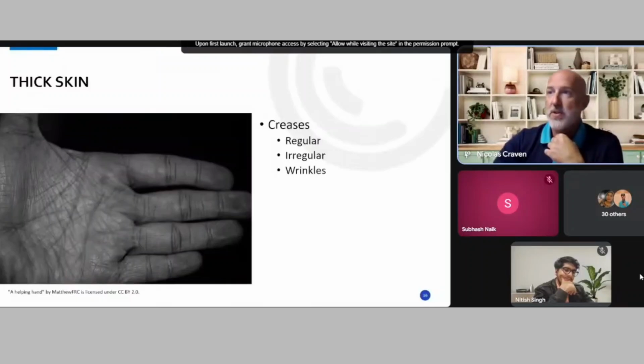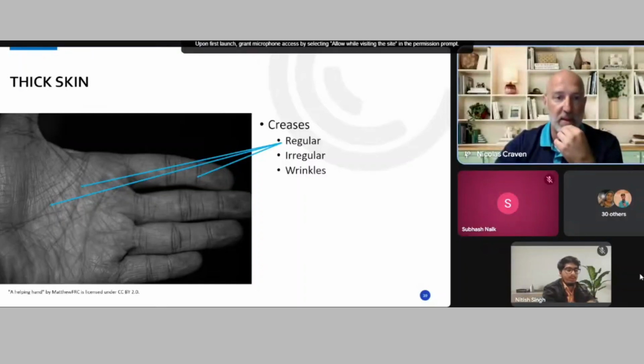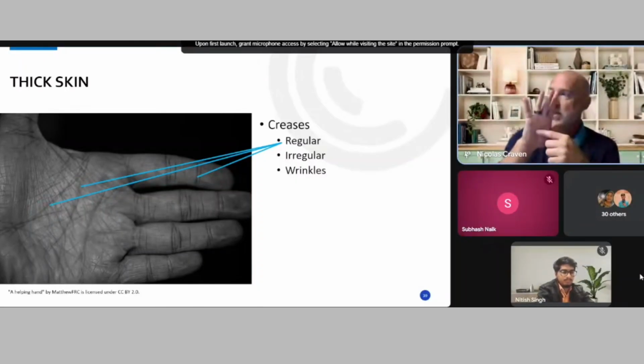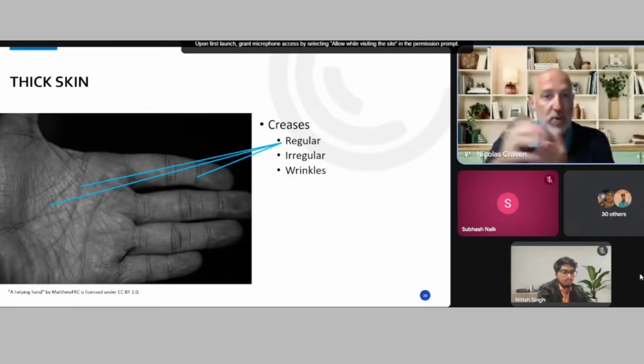Then there are creases, and you tend to see these not only in the finger, but also across the palm. There are regular creases, again, also in the finger and the palm. The regular creases in the palm are the ones you can see much more easily when you close your hand. These are created even before the ridges were developed, when you were in utero, growing in your mother's womb.